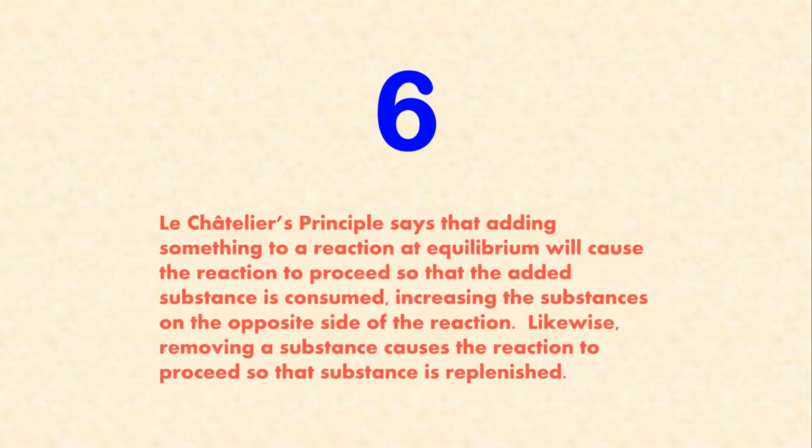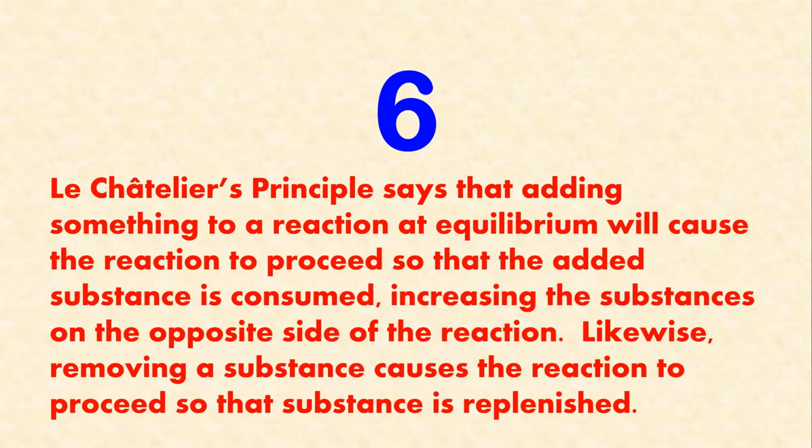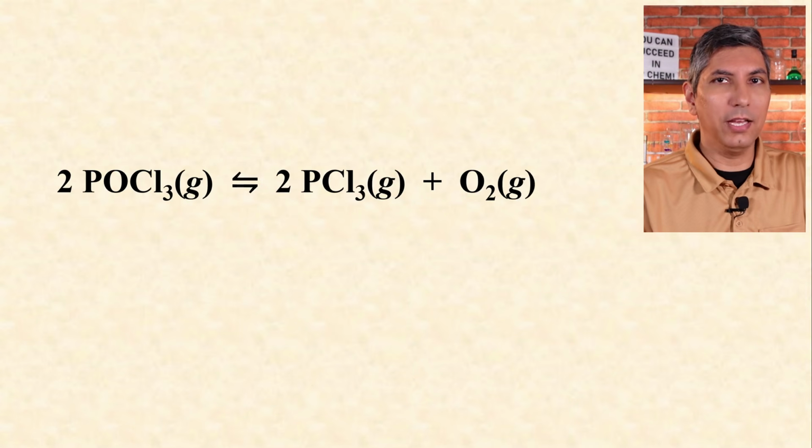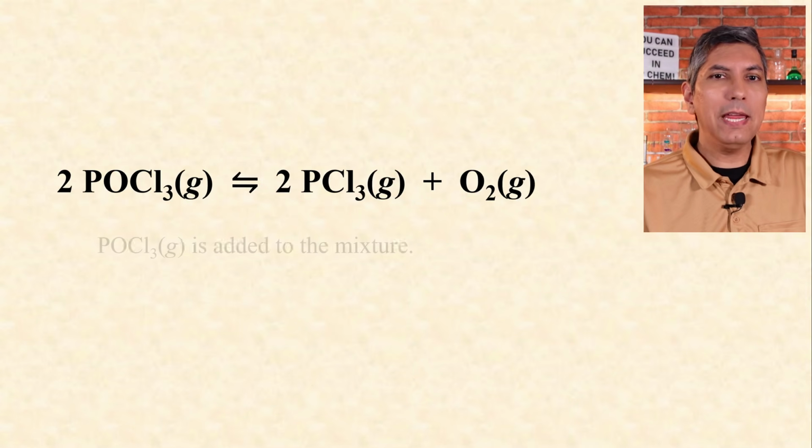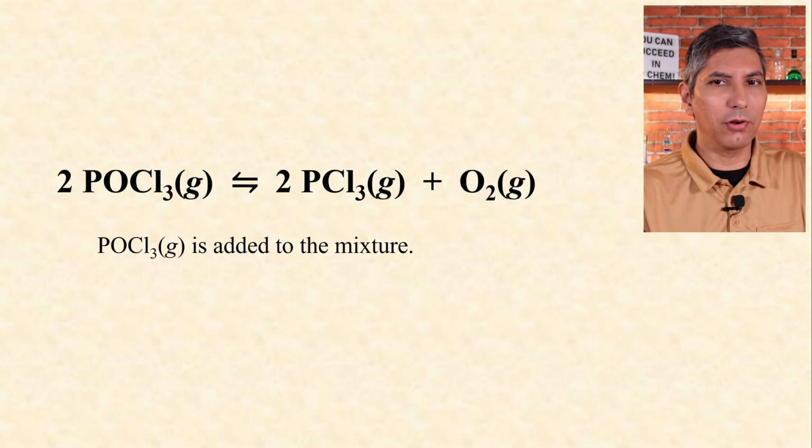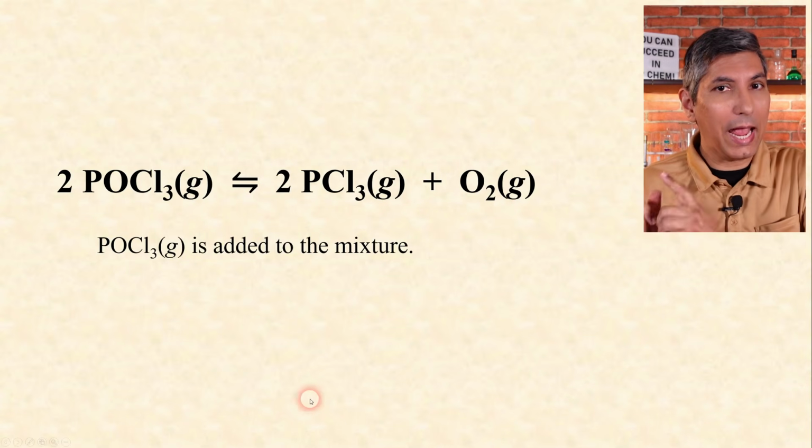Number 6. Le Chatelier's principle says that adding something to a reaction at equilibrium will cause the reaction to proceed so that the added substance is consumed, increasing the substances on the opposite side of the reaction. Likewise, removing a substance causes the reaction to proceed so that substance is replenished. Let's say we have this balanced equation at equilibrium. If we add POCl3 gas to the mixture, that means we're adding a reactant.